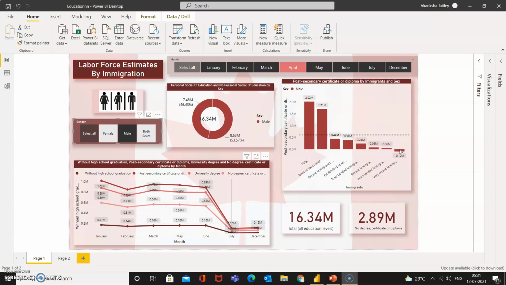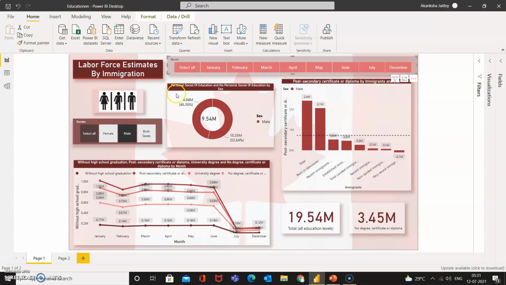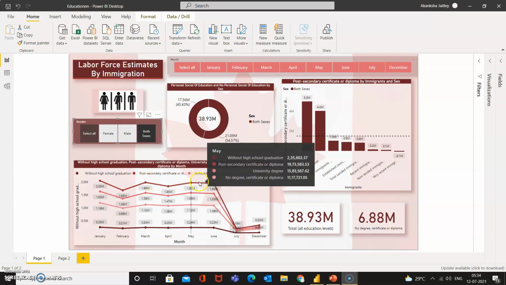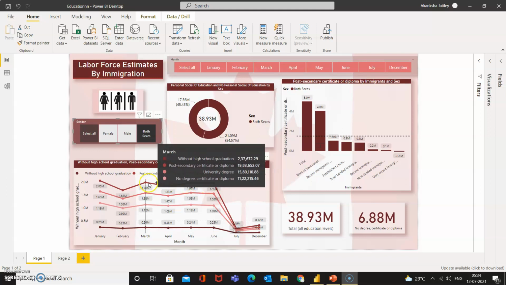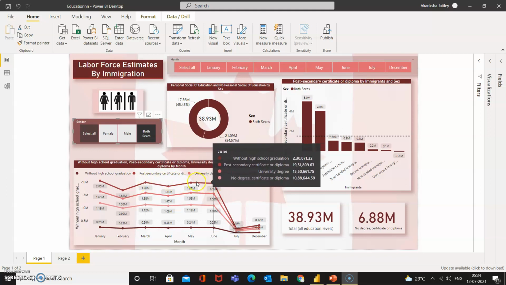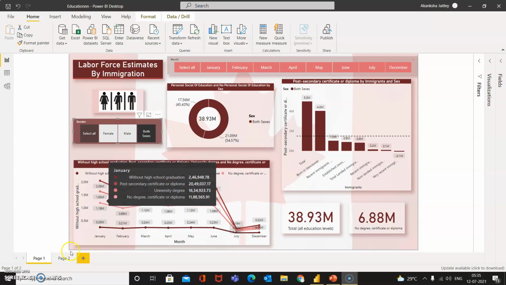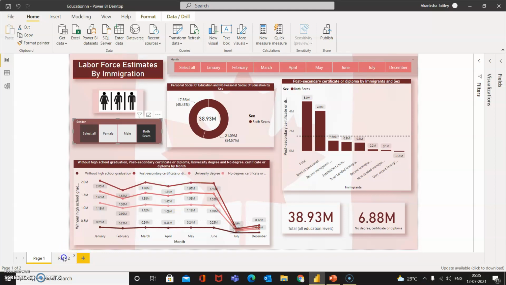Now the next is our line chart. If we want to see, amongst all the months for both the sexes, which month has the highest level of degree, we can infer that for post-secondary certificate or diploma, March and June have an almost equivalent amount of immigrants pursuing this degree. Let's move to our page number 2.